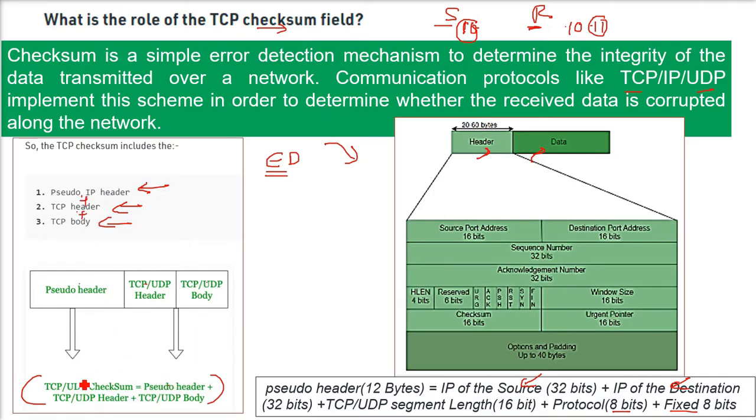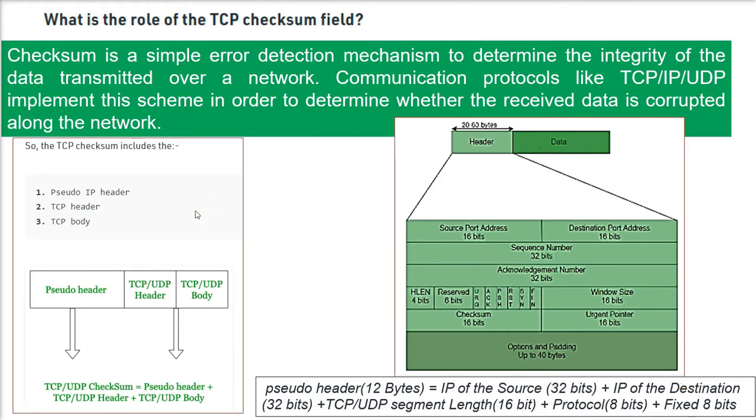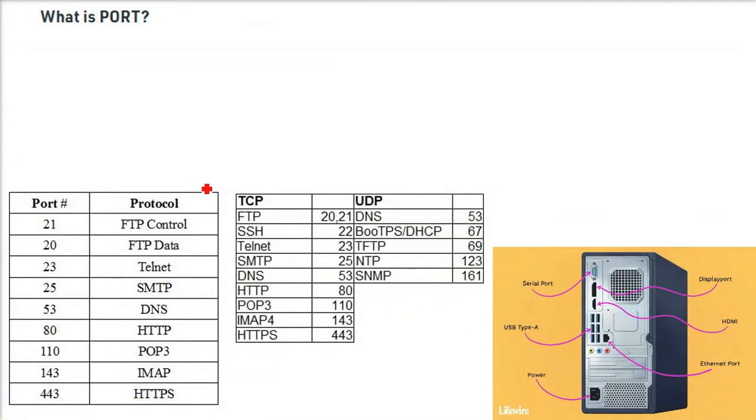So we add them. We create a hash value, and that value is transmitted to the receiver. The receiver will see if it matches. If it is not matching, there is a problem. That packet or the segment has to be sent again. Retransmission.